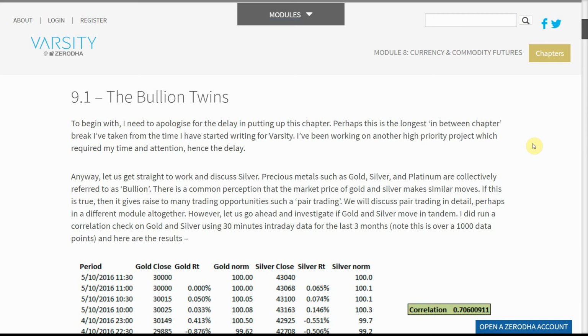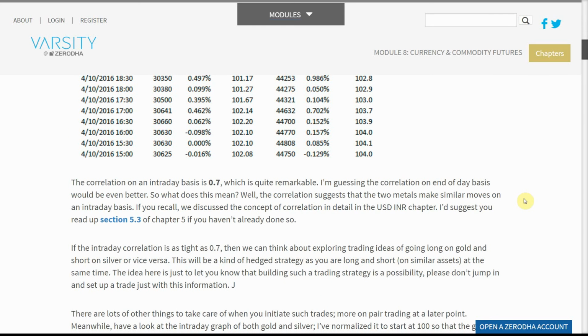If you recall, we discussed the concept of correlation in detail in the USD/INR chapter. I'd suggest you read up section 5.3 of chapter 5 if you haven't already done so. If the intraday correlation is as tight as 0.7, then we can think about exploring trading ideas of going long on gold and short on silver or vice versa. This will be a kind of hedged strategy as you are long and short on similar assets at the same time. The idea here is just to let you know that building such a trading strategy is a possibility.